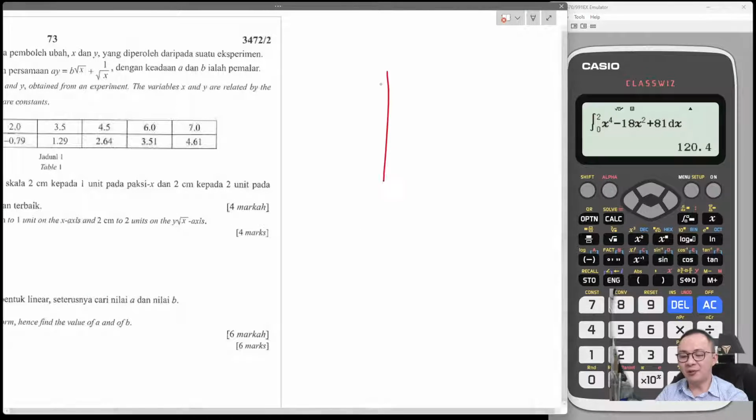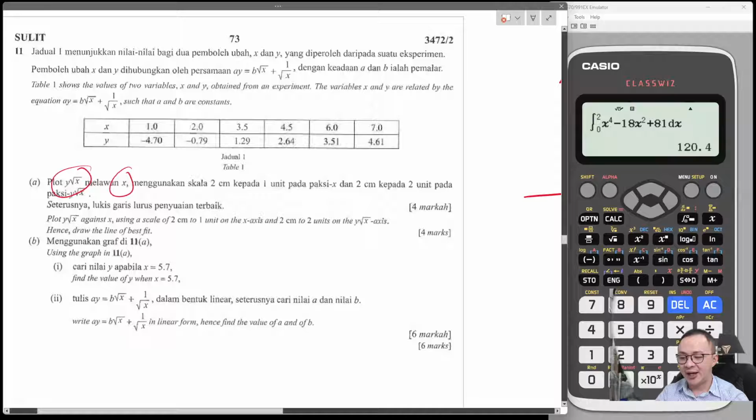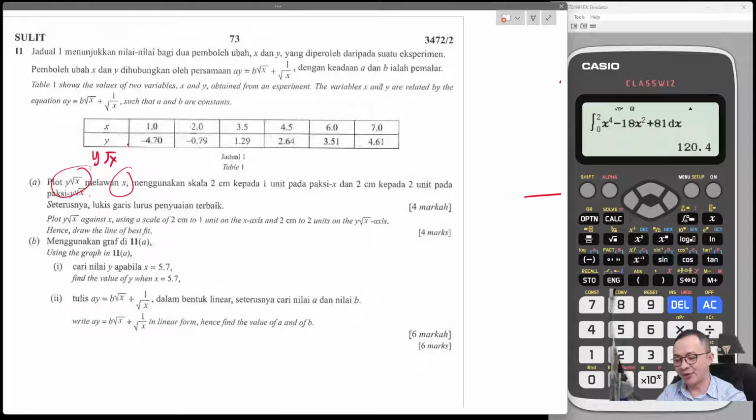So your graph, you want to sketch something like y sub x, again x. Okay, this is your graph. And you check the table, you don't have the y squared x table, right? Then you have to add this table by yourself. How to do this table is very easy.